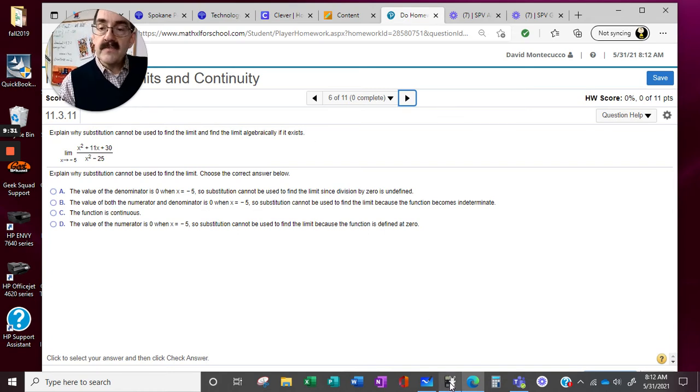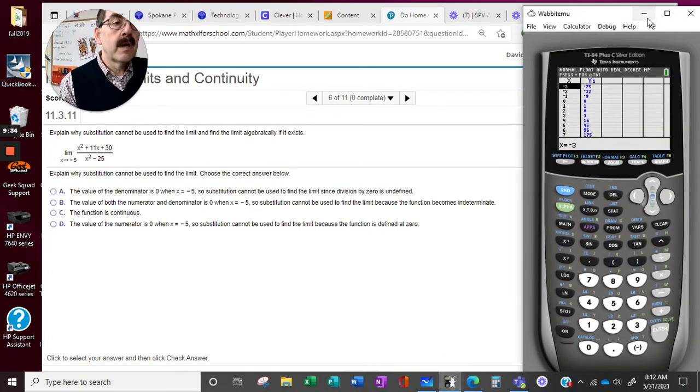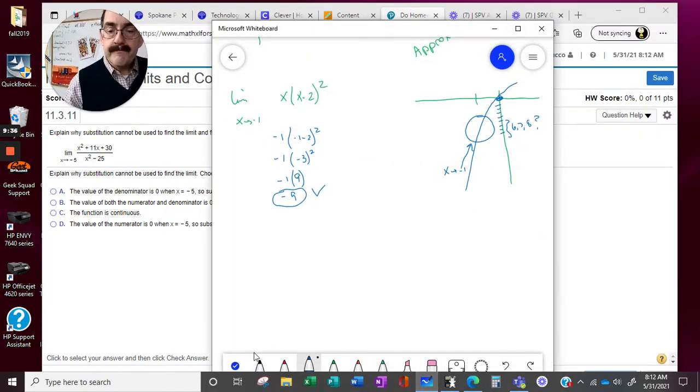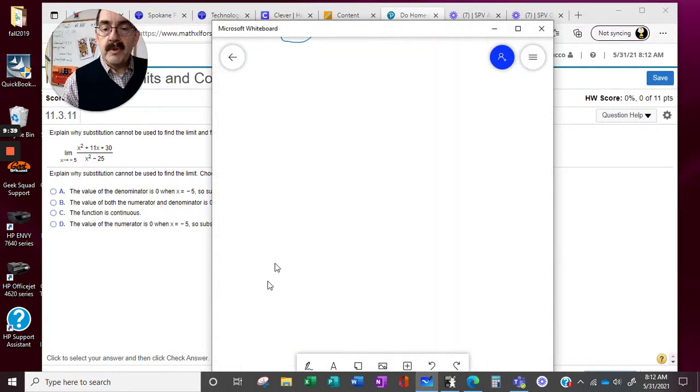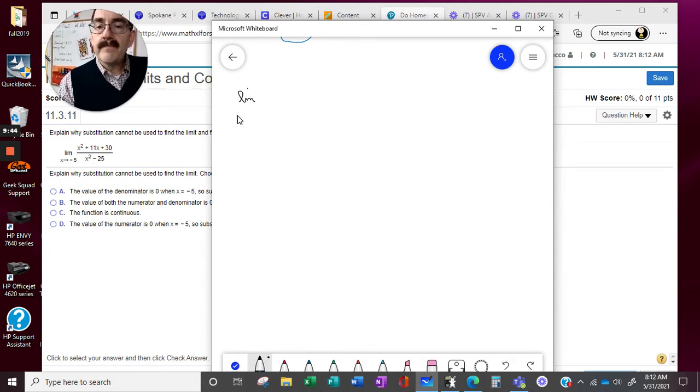Okay, so first of all, let's do this. The first thing we want to do is we always need to know what it is that we're looking at. So if we take the limit as x approaches negative 5. Now, I don't want to give away the answer, so that's why I'm not graphing it. We can graph it, but watch this first. Negative 5 squared plus 11 times negative 5 plus 30, all over negative 5 squared minus 25.